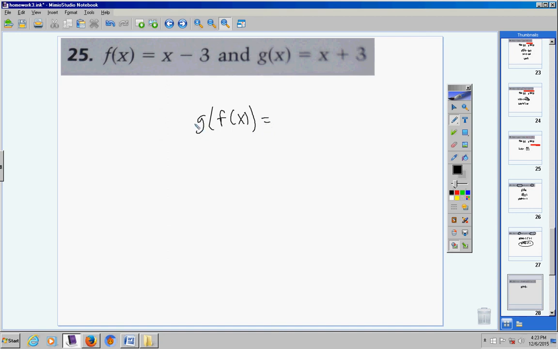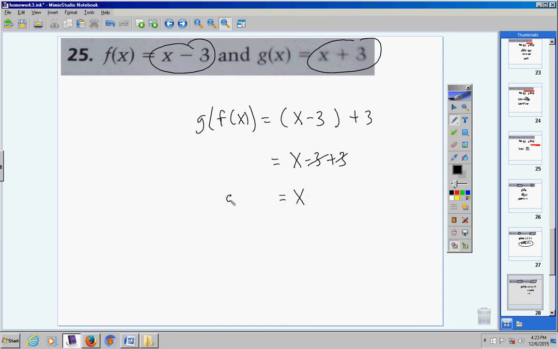Look at the first letter is g, so go to your g function. Everywhere there's an x, put a big parentheses. So parentheses for x and then positive 3. Now the next letter is f, so pick up your f function and put it in the parentheses. Well, here we go. We have x minus 3 plus 3. Your 3's would cancel, leaving you with x. Okay? So now we have g of f of x equals x. So there we go. There's your composition. Alright, moving on.